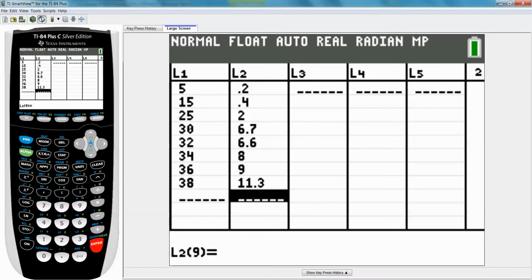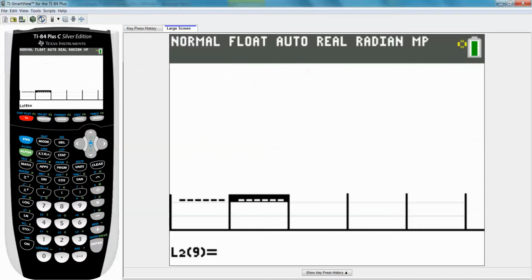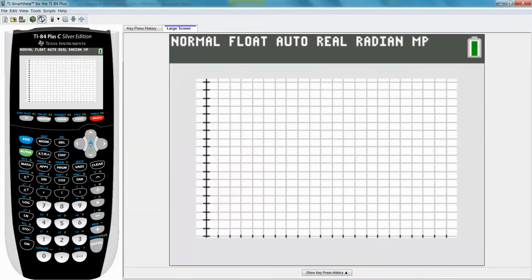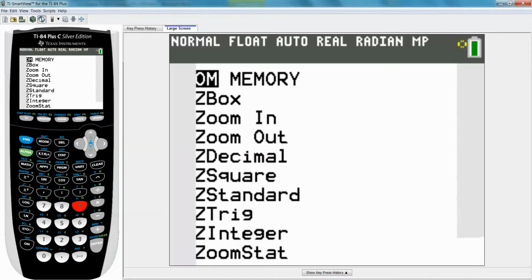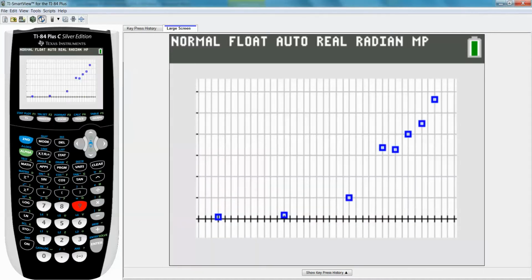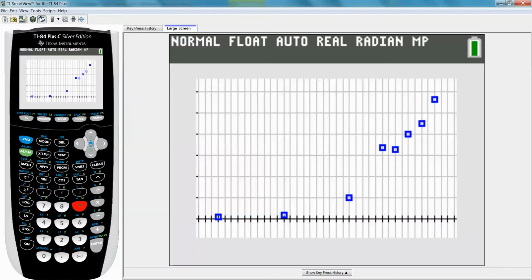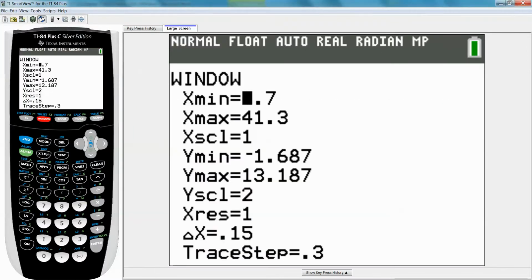All right, so now we want to do another plot. So I have scatter plot on still, so it's still going to do a scatter plot. But if I press graph, it's the old window from the last problem, which is no good to me. So I'm going to do zoom and press 9. And it'll make a zoom stat. Perfect. And again, if you want to see the window in order to be able to give your instructor scale, you press window and you can see I went from about negative 1.6 technically, to about 13, right? And you would just write that down.